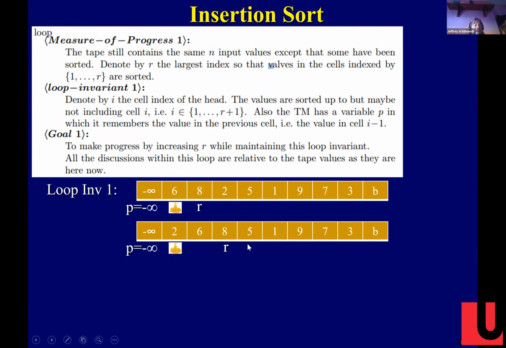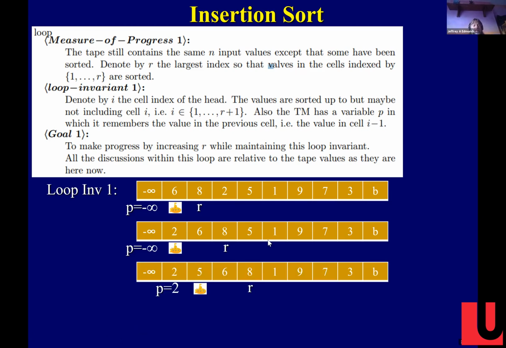We're going to find the value at cell R plus 1, and we're going to insert it, right? So there we inserted 5 where it belongs. Everything else, you see, everything else gets shifted over, right? 6, 8 got shifted over, and 5 got put in, right? Everybody see that? And so do we have the loop invariant maintained? Right? What does the loop invariant say? It says that things are becoming more and more sorted. R is the value that's the last guy sorted. It says the head's somewhere in between, which is true.